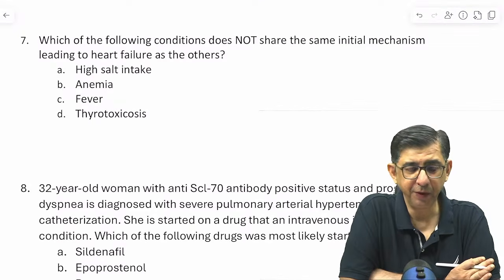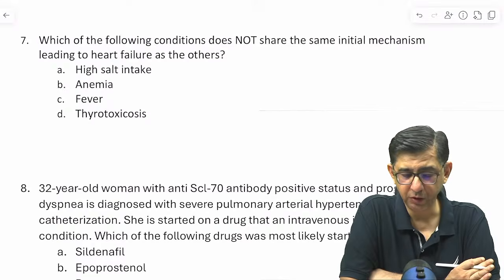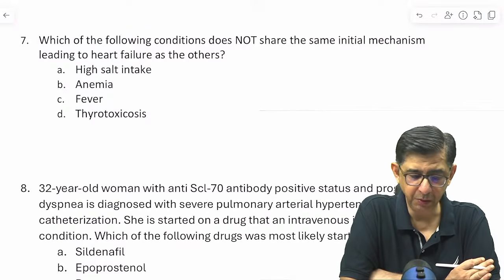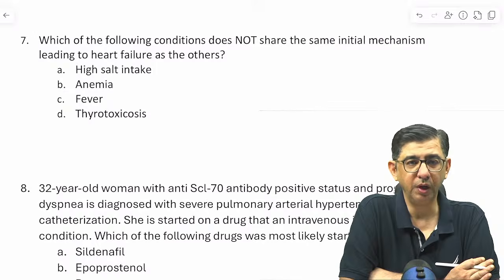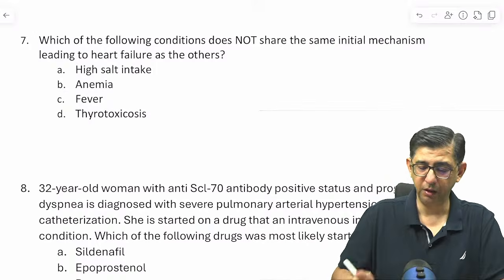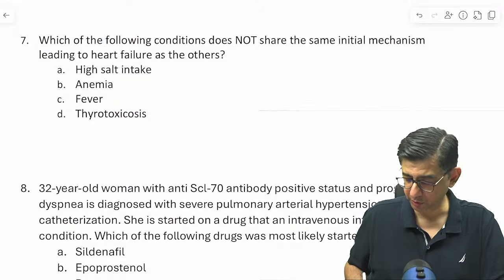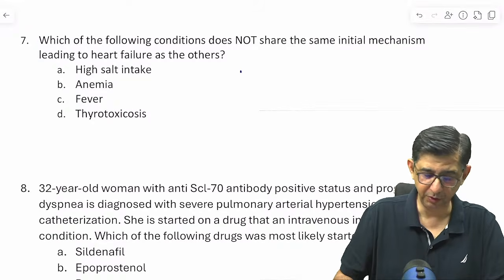This is again a repeat from last time's paper only: which of the following conditions does not share the same initial mechanism leading to heart failure as the others. So I'll expect answer from you guys. I'll do some theory writing here so that I can explain this better.